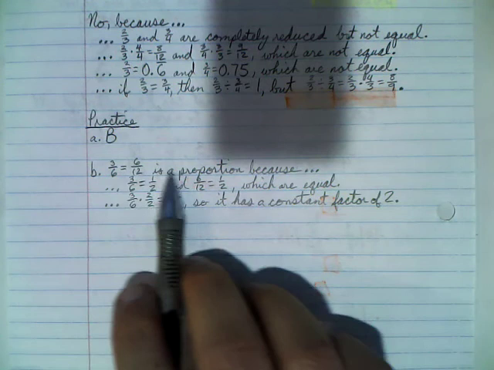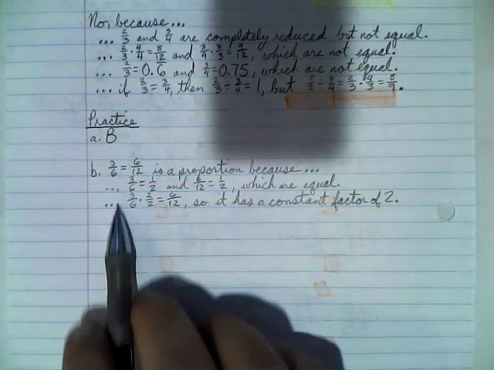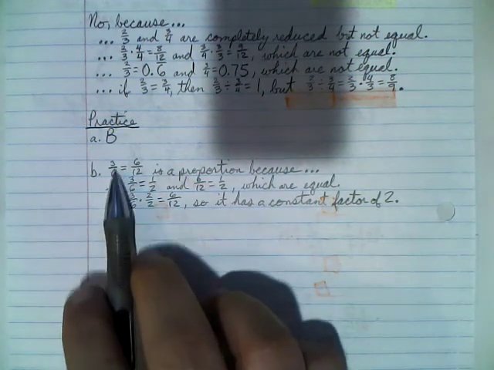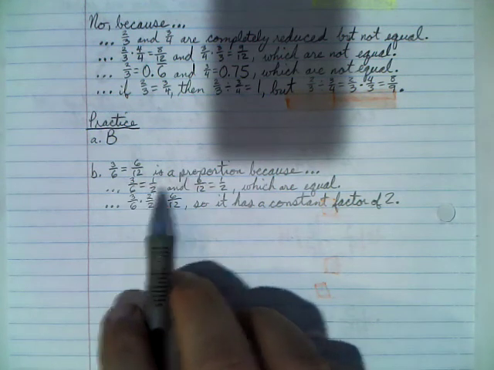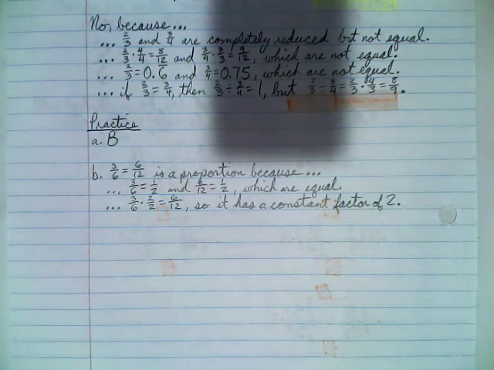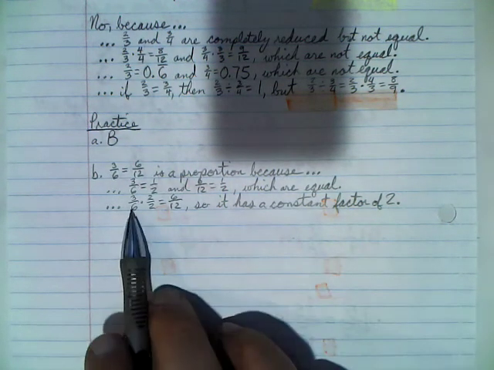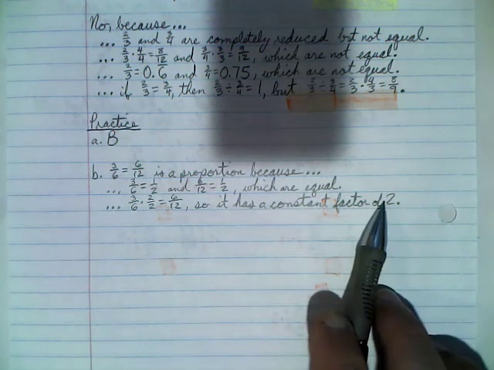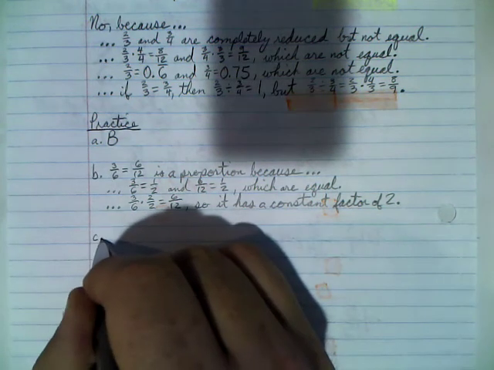Now, just to be clear on the homework, I wouldn't expect you to write all of this out. What you would do is write out the beginning part of this, and then instead of the ellipsis, you would just choose one of these. So we could say 3/6 equals 6/12 is a proportion because 3/6 equals 1/2 and 6/12 equals 1/2, which are equal. That would be one possible answer. A second possible answer would be to use this starting again, and then to use this ending instead. All right, moving on to C.